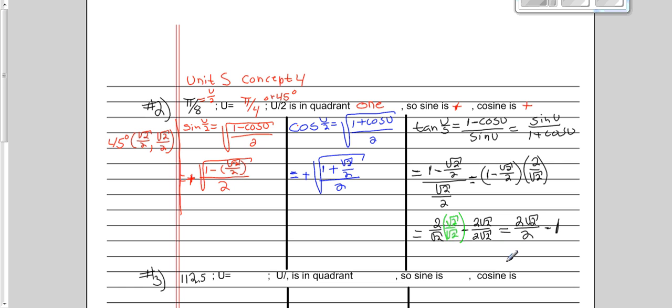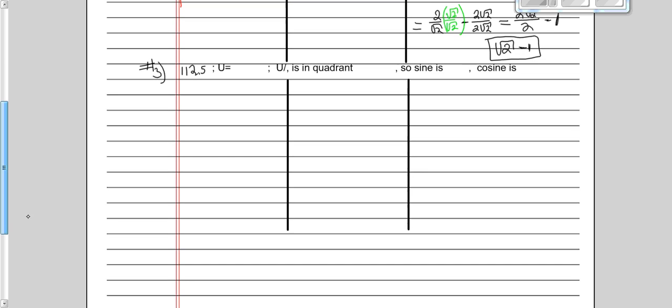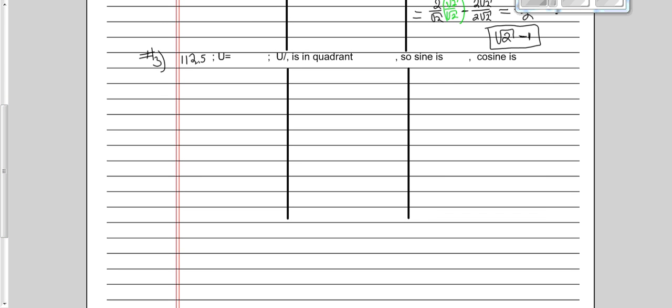So then my solution is square root of 2, dividing this out, minus 1. So a little more work on the tangent there. But those are the values for number 2 in concept 4. I am going to also work out number 3, okay, and then you guys can work out the rest of the examples, and then you'll be doing 5 through 9 on a separate piece of paper. Once again, I can help you out in class if you need that.